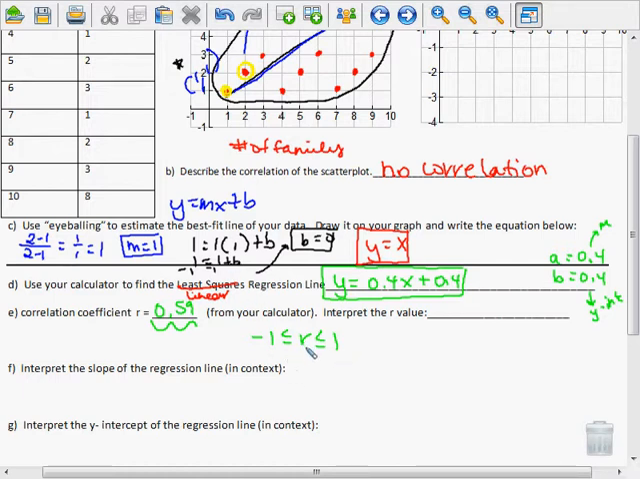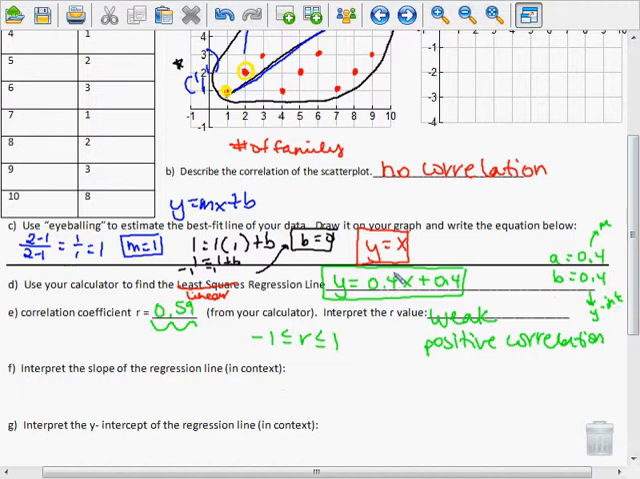If it's close to 0, that means that there is no correlation between the numbers. And if it's close to +1, that means there's a strong correlation. If it's not really close to 1, like this right here, 0.59, I'm going to say that that is a weak positive correlation. Now it says to interpret the slope of the regression line in context.